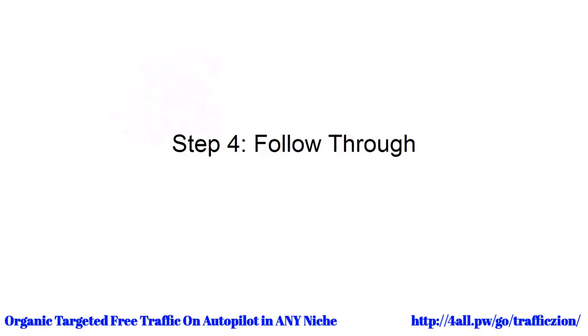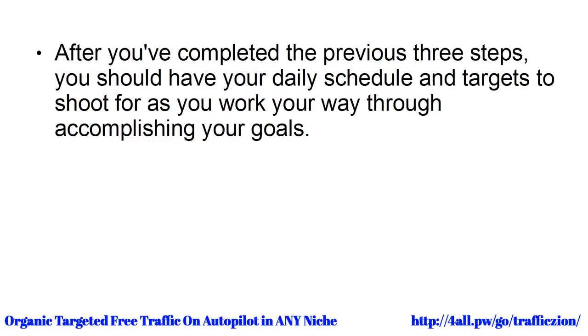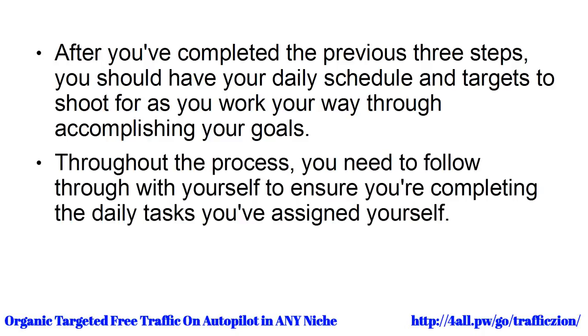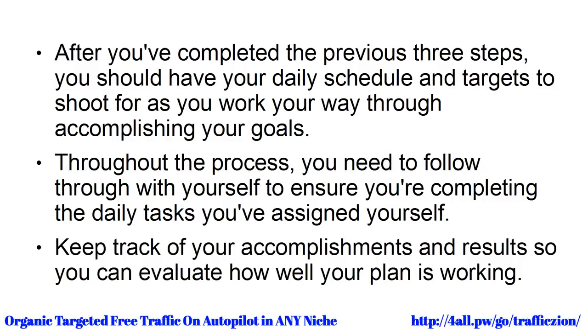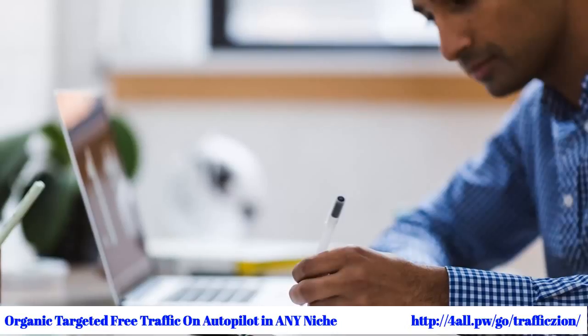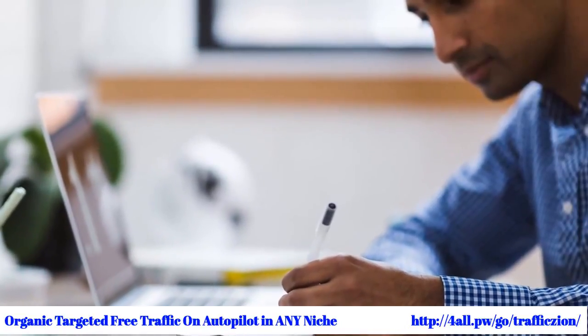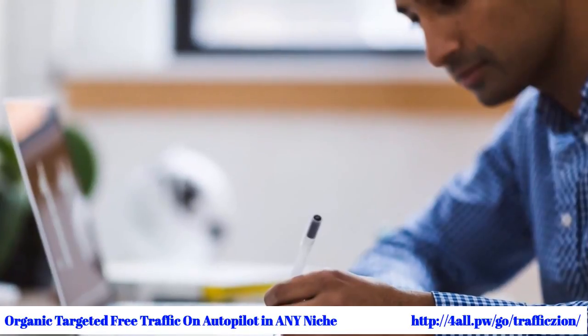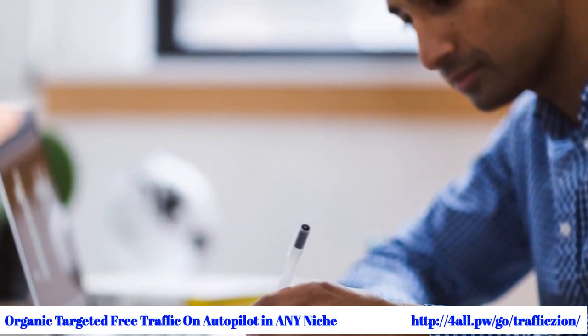Step 4. Follow through. After you've completed the previous 3 steps, you should have your daily schedule and targets to shoot for as you work your way through accomplishing your goals. Throughout the process, you need to follow through with yourself to ensure you're completing the daily tasks you've assigned yourself. Keep track of your accomplishments and results so you can evaluate how well your plan is working. Set aside time every month to assess your plan and make any necessary changes to help keep you on track.